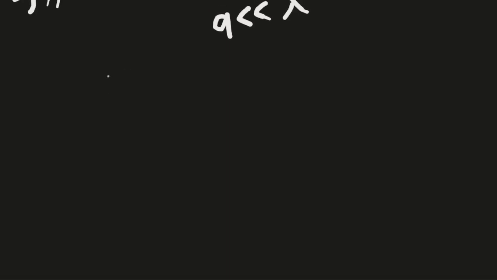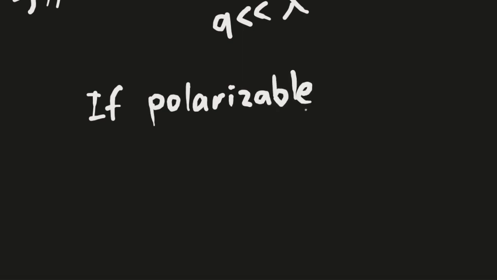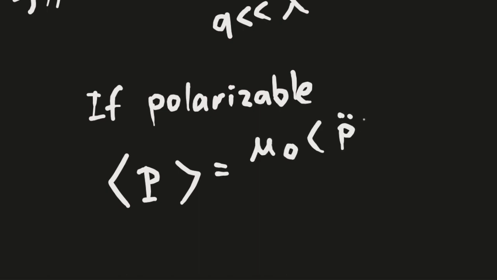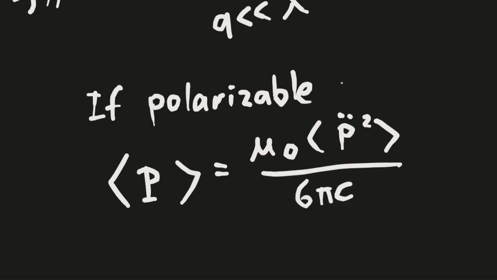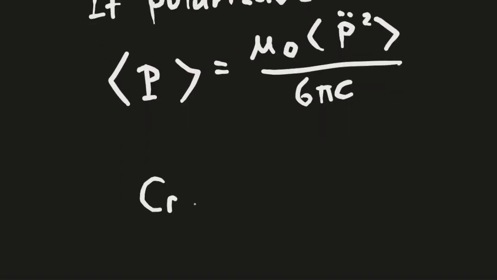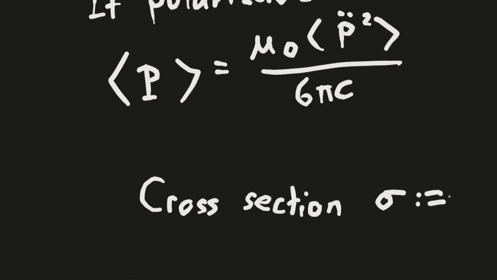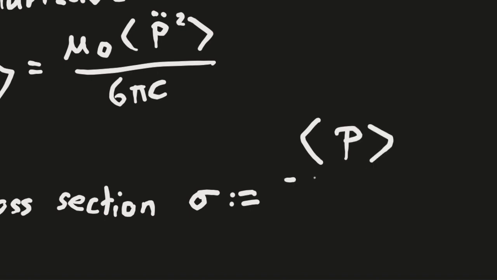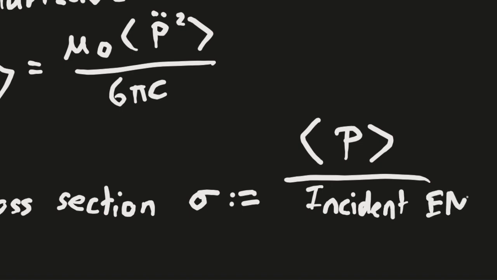Then if it's polarizable, your particle radiates power. So the particle takes in energy from the external field and re-radiates it. And the cross-section, sigma, is defined to be the radiated power over the incident flux, which you can compare with the effective area we had above.